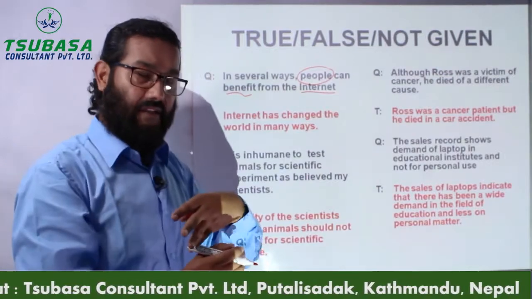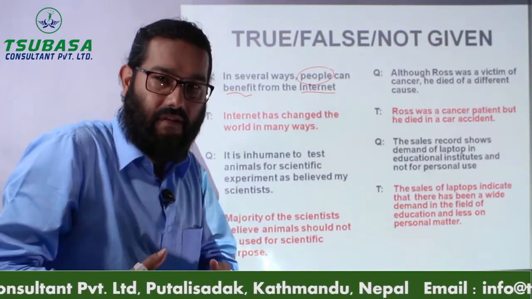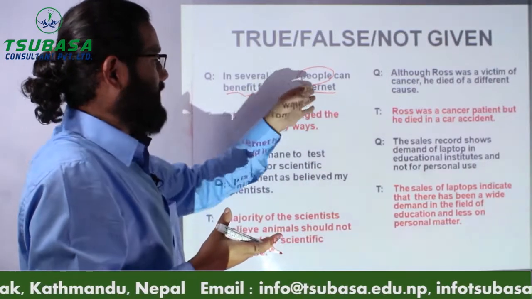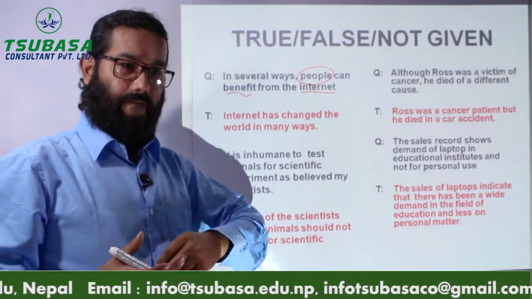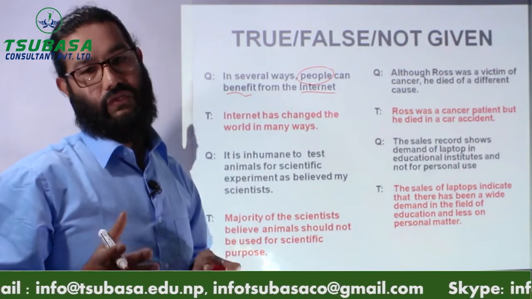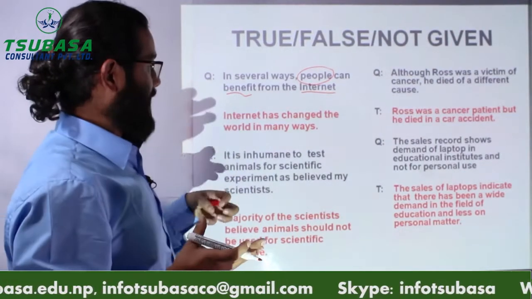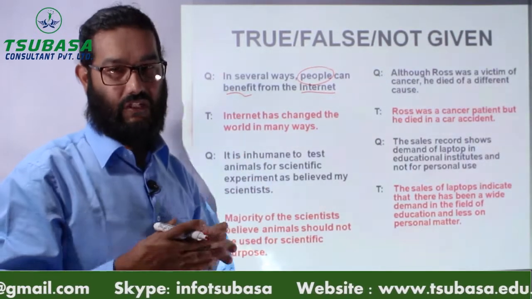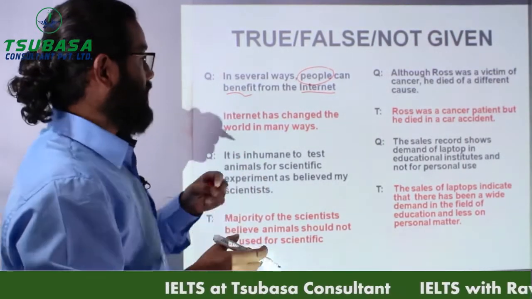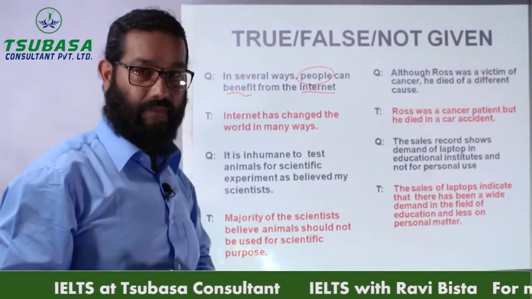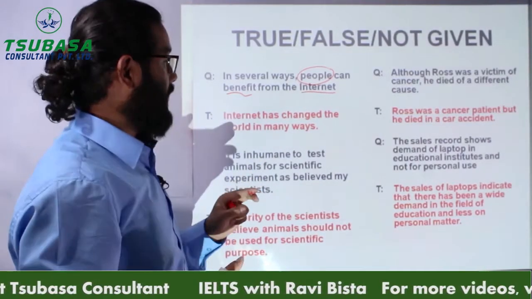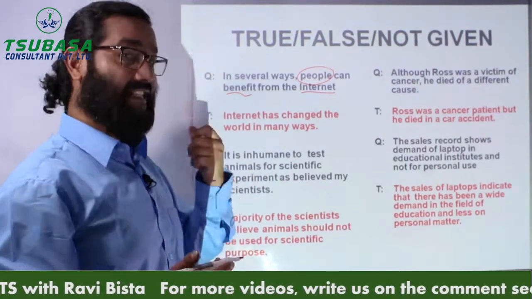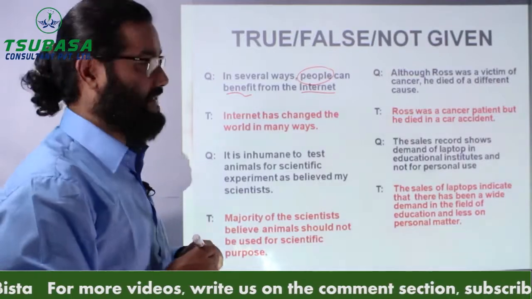Now, what you're going to find is, does the passage talk about people benefiting from internet? If it says so, that's true. If the passage says people don't benefit, that's false. If the passage does not talk about internet at all, not given. Or it does not talk about whether it benefits or not, that is not given. Now let's see what the passage or the text says.